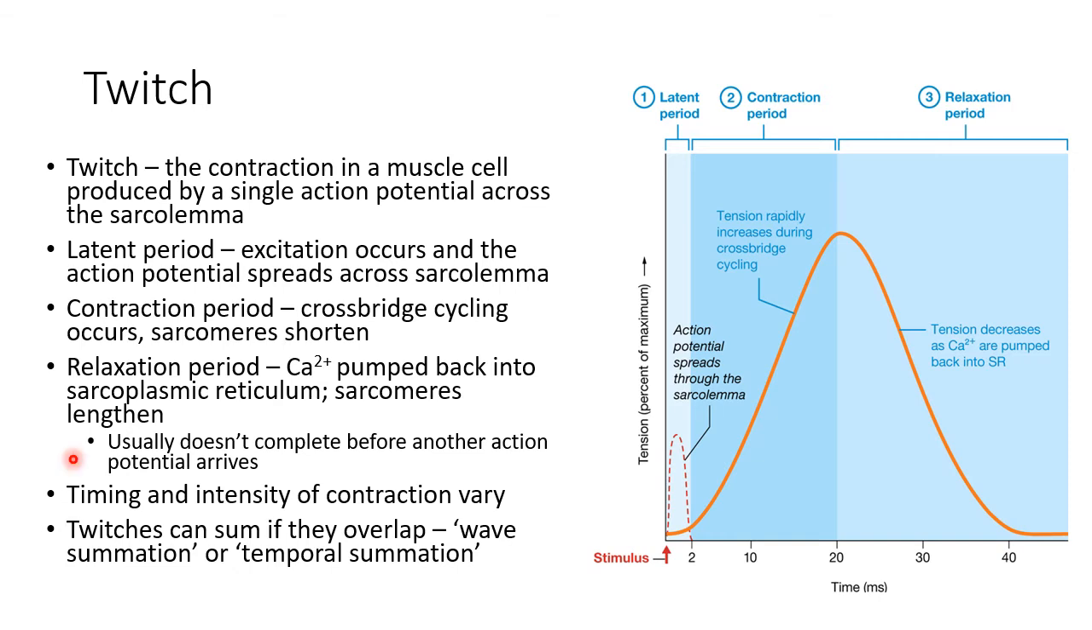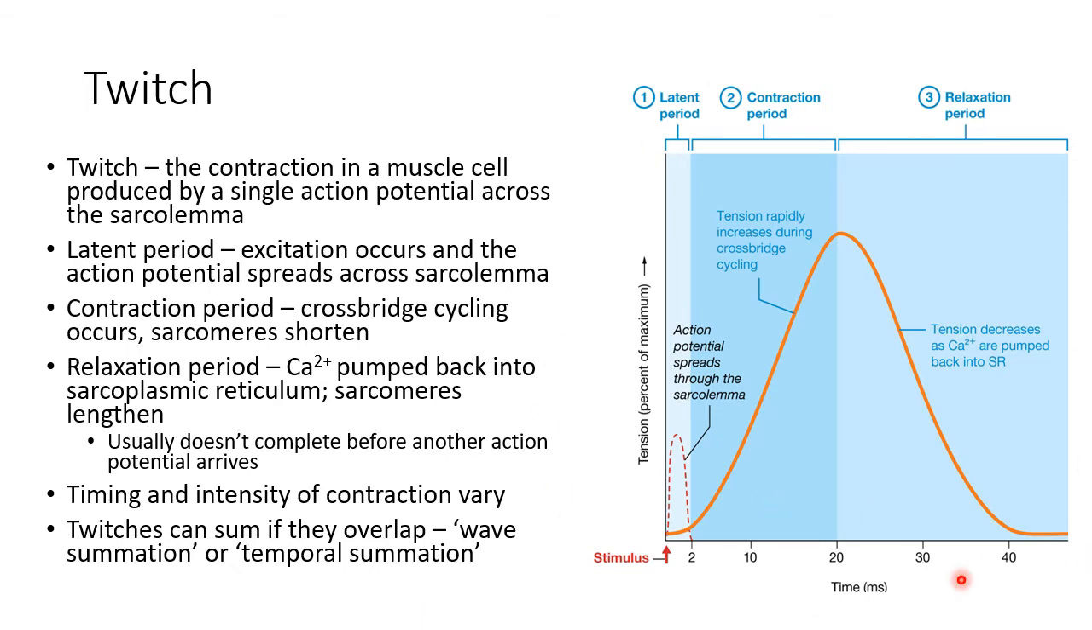In order for the whole muscle to contract, you would need multiple twitches to occur, and they would have to occur quickly so they overlap with each other and end up adding up to be a force that will actually kind of mean something. If you just had a single twitch, you probably wouldn't even notice that it happened because it's so small.